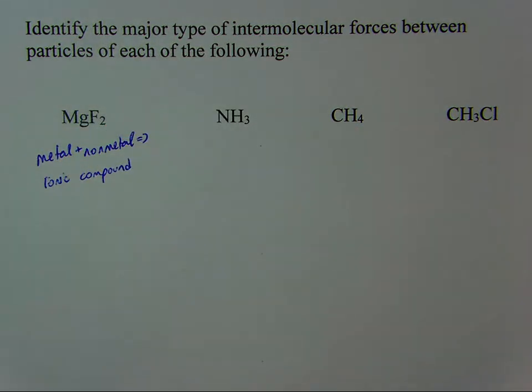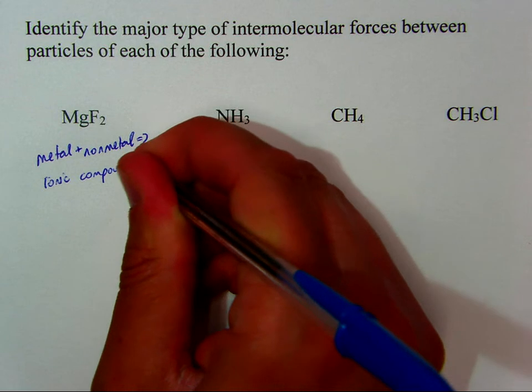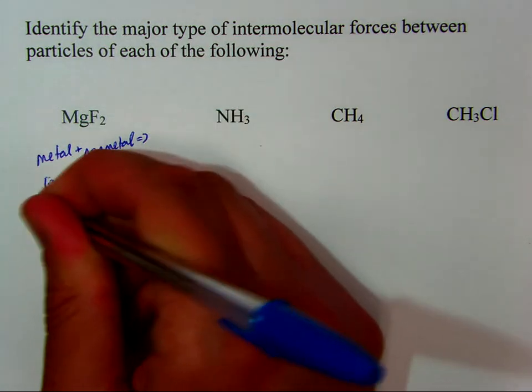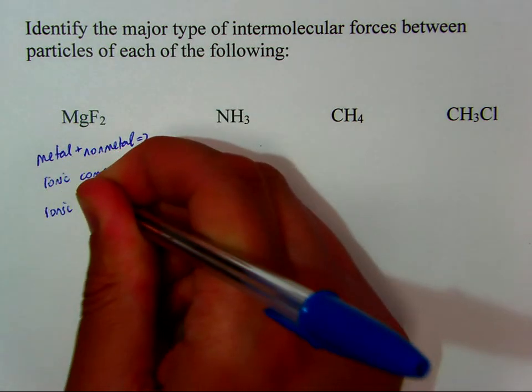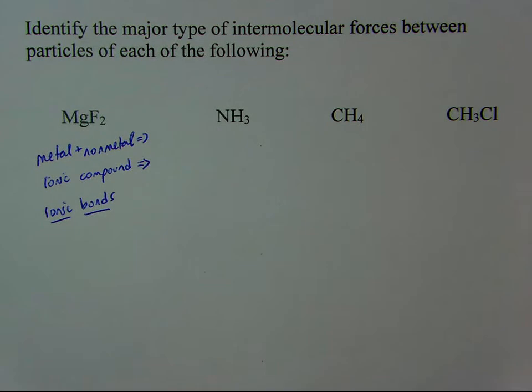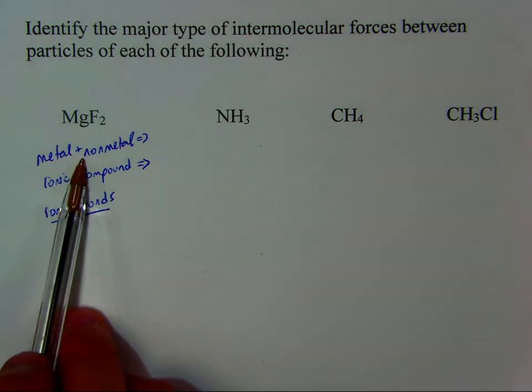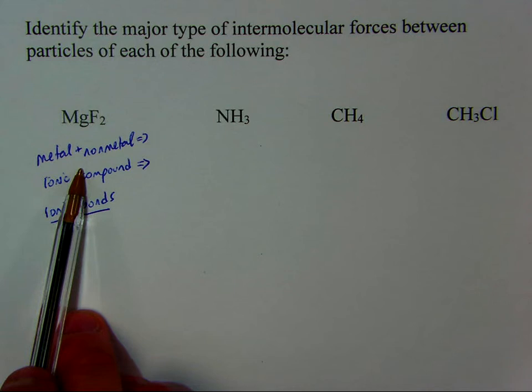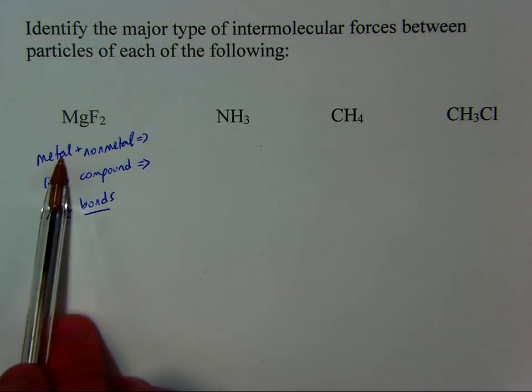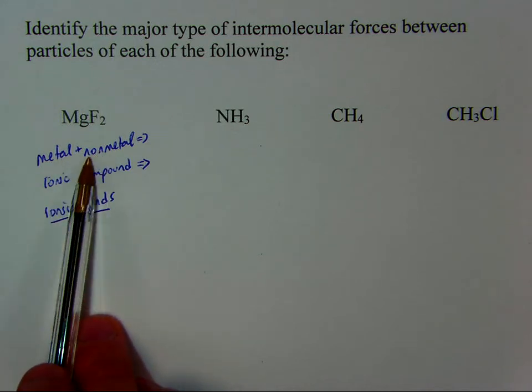If it's an ionic compound, it's going to have one specific type of intermolecular forces. It's going to have ionic bonds. It's oftentimes the easiest to see which things will have ionic bonds because they're going to fit this pattern. Ionic compounds have ionic bonds, and to be an ionic compound, you have metals combined with nonmetals. So that's it for the first one.